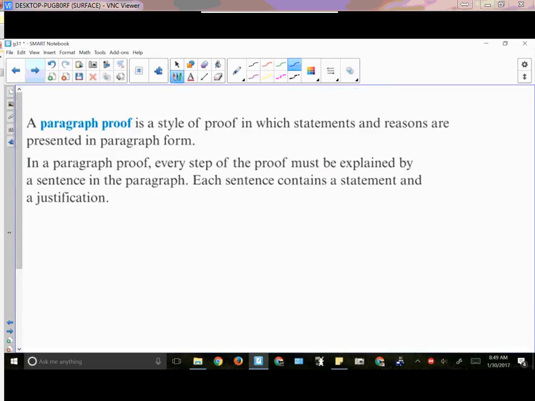So, now a paragraph proof is probably the easiest one out of the bunch. There is no form. We just need to make sure that we write everything in a paragraph, almost like we would say it. Okay? It says in a paragraph proof, every step of the proof must be explained by a sentence in the paragraph. Each sentence contains a statement and a justification.